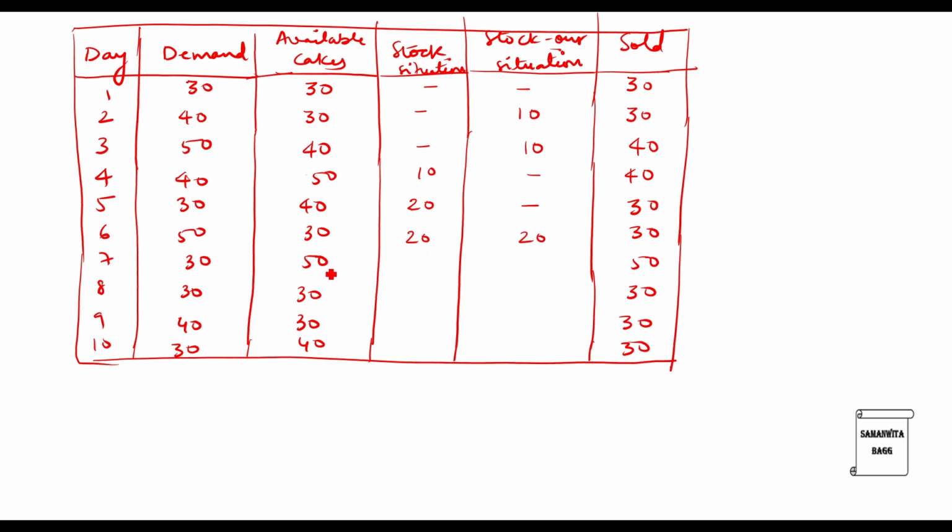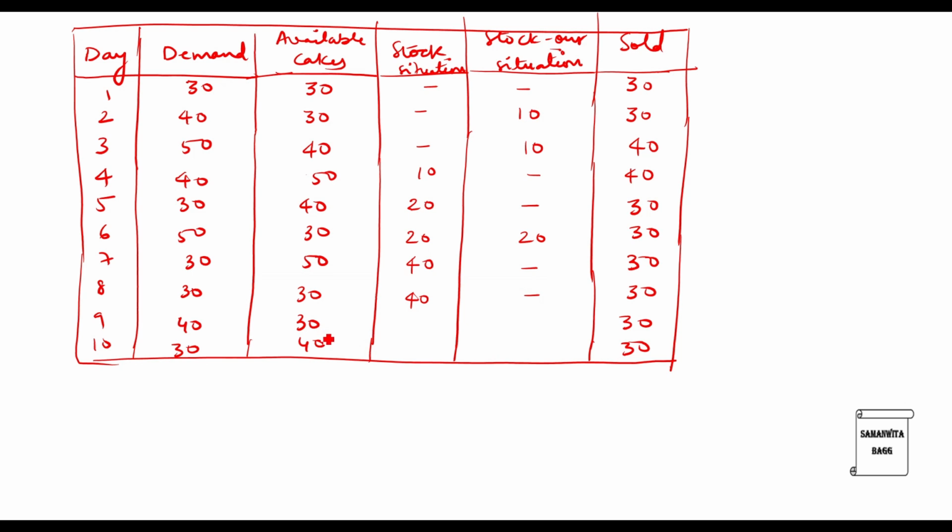Next one, he has 50 available cakes, 30 is the demand. So he can sell only 30 cakes over here. And what about the rest 20 cakes? It will get added to his stock. So this will now become 40. He has not run into any stock out situation. Then he has 30 cakes available, 30 to be sold. His stock is still 40. He cannot do anything about it, but he is not in any stock out situation.